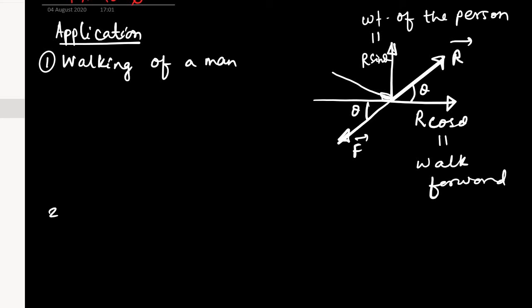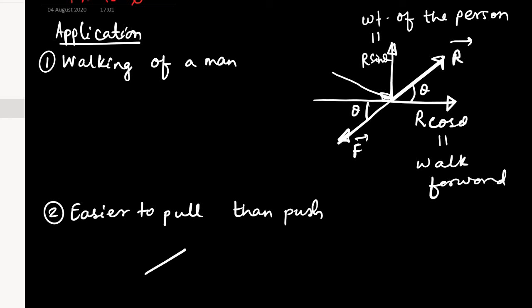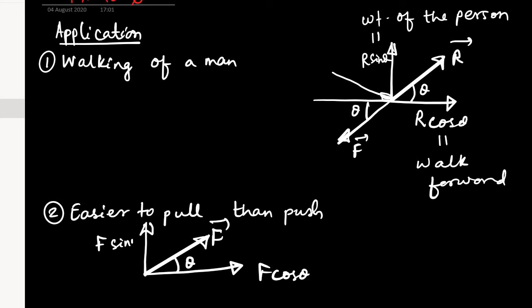Then, it is easier to pull than push. Why so? How is it related to resolution of vectors? Whenever you are pulling, you are pulling with an angle to the ground or to the object itself, right? There is an angle, and this is the pulling force in this direction. Now the pulling force will have a cos theta component, F cos theta, and a sin theta component, F sin theta. I am dividing it into rectangular components in 2D.